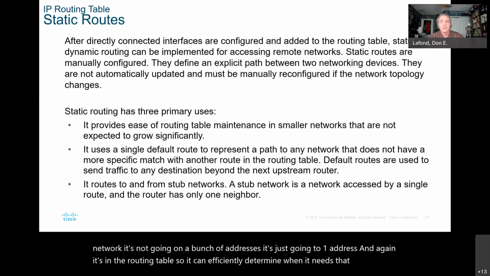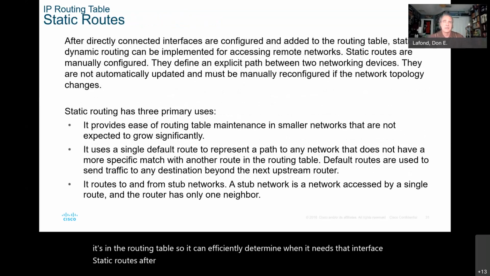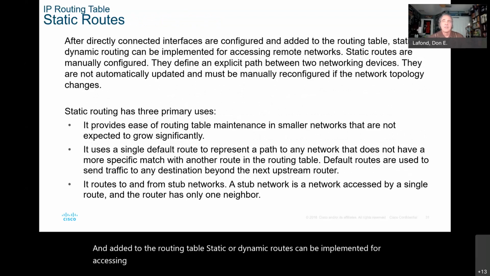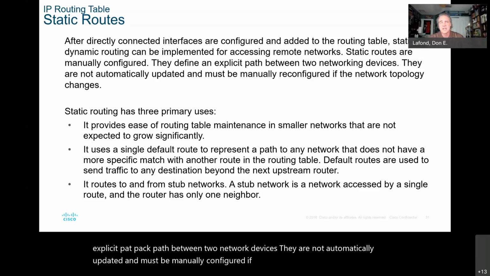Static routes. After directly connected interfaces are configured and added to the routing table, static or dynamic routes can be implemented for accessing remote networks. Static routes are manually configured. They define an explicit path between two network devices. They are not automatically updated and must be manually configured if the network topology changes.